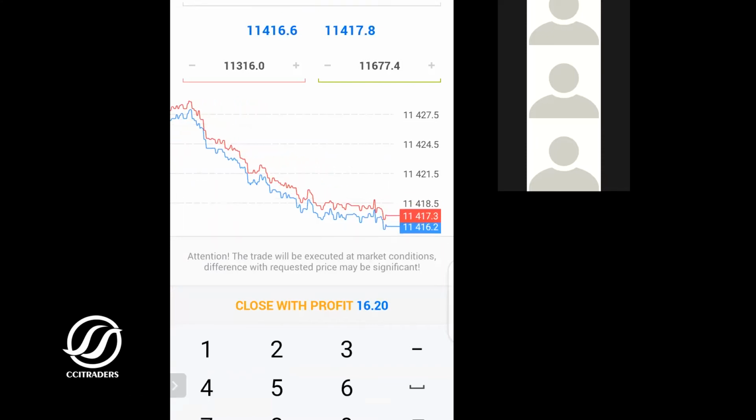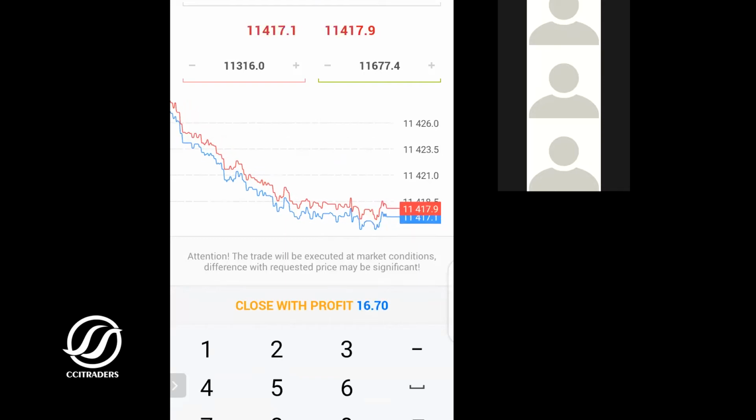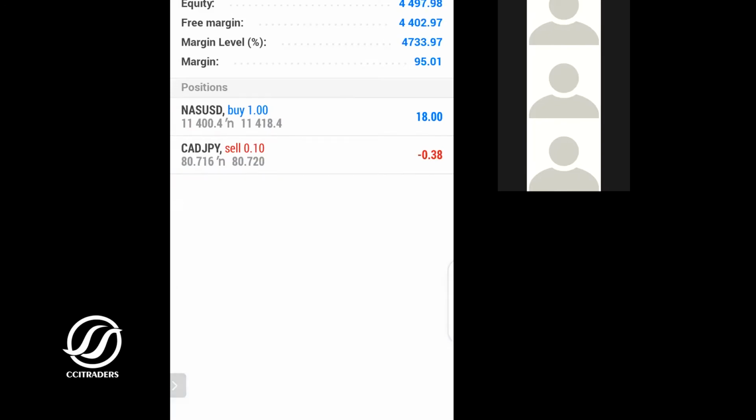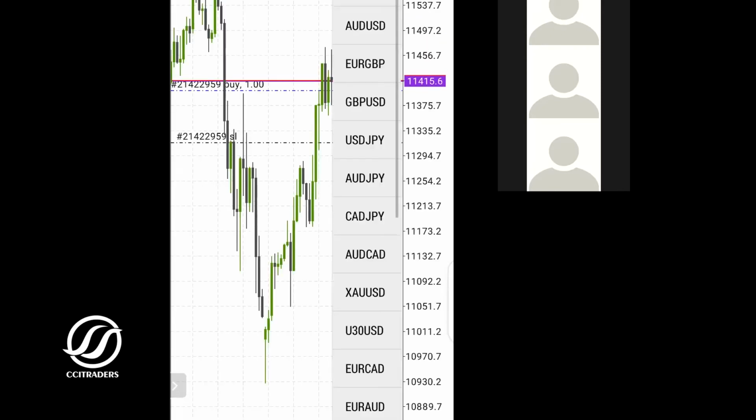Unfortunately, this particular currency would not allow me to reduce my lot size. So let me use a currency pair that will allow me to take partial. Why would they allow me to take partial? Because on this particular currency, the least lot size is 1.0. I cannot go below 1.0 for this particular trade. So I'll use another pair to do that.